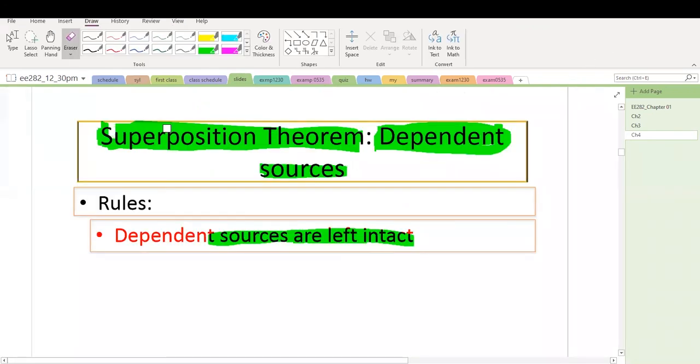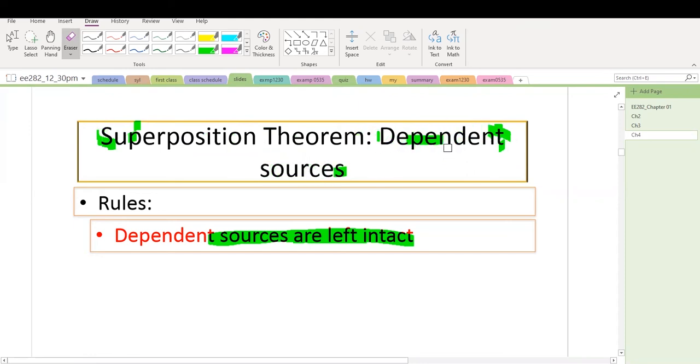One thing we need to notice when we apply superposition is the treatment of dependent sources. The superposition theorem only applies to independent sources, the independent current source or the independent voltage source. We do not turn off the dependent source, the controlled source. We do not touch them.